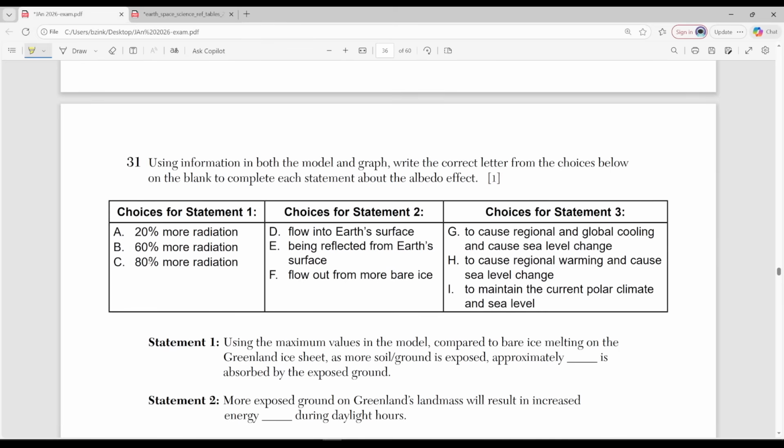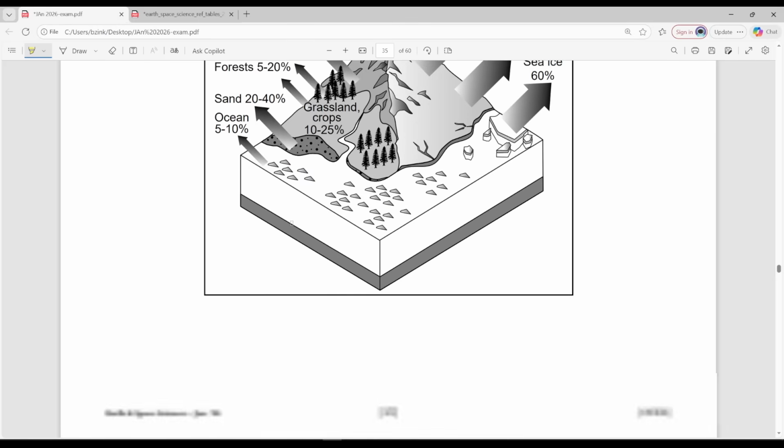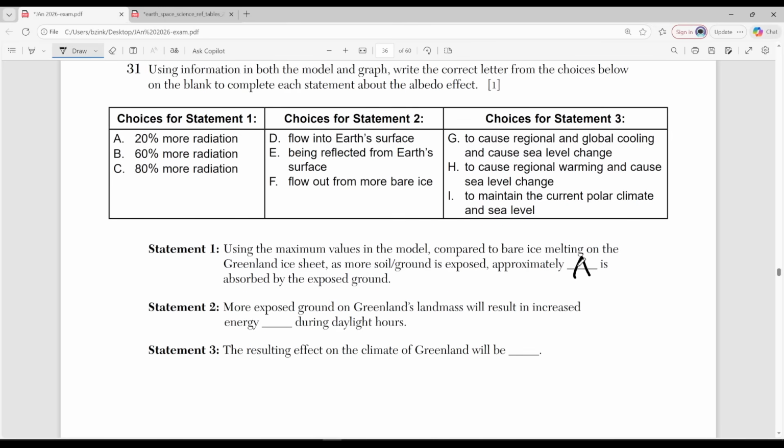And we got 20, 60, or 80. As more soil is exposed. Well, if it's 20, 60, or 80, it's going to be 20. So this one's going to be A. Okay. Statement 2.